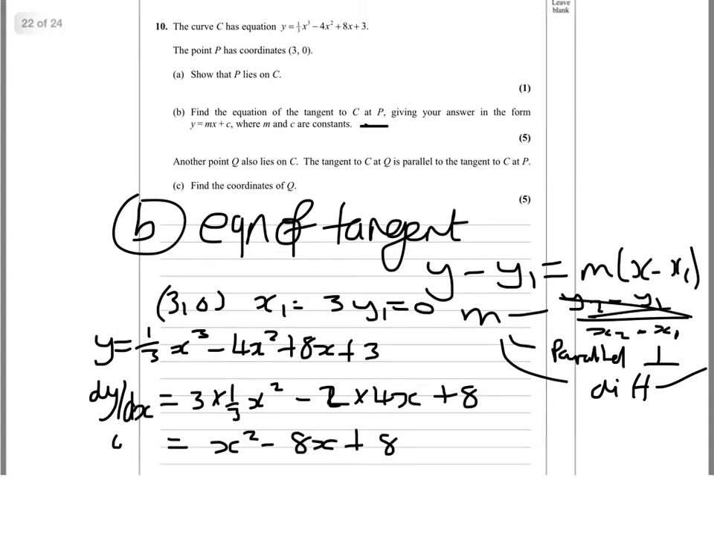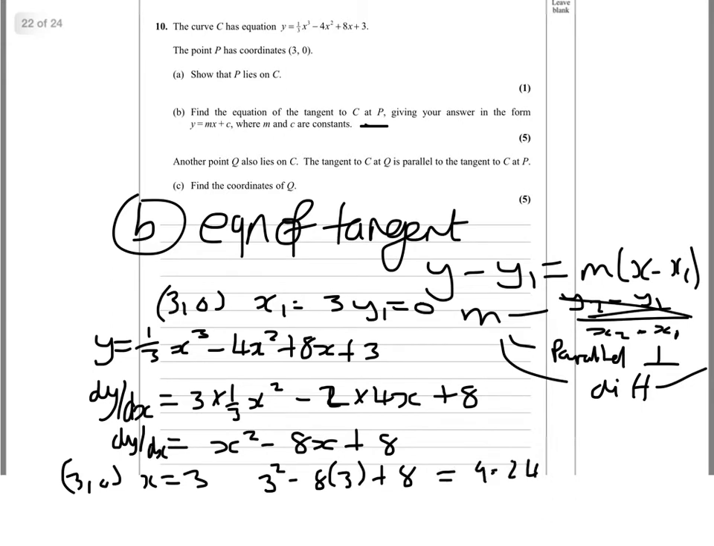Now that's the overall equation for this curve to get a gradient at any point, but we know that the point is 3, 0, so x is 3, so sub in then 3 squared minus 8 times 3 plus 8, which is going to be 9 minus 24 plus 8, which comes out as minus 7.